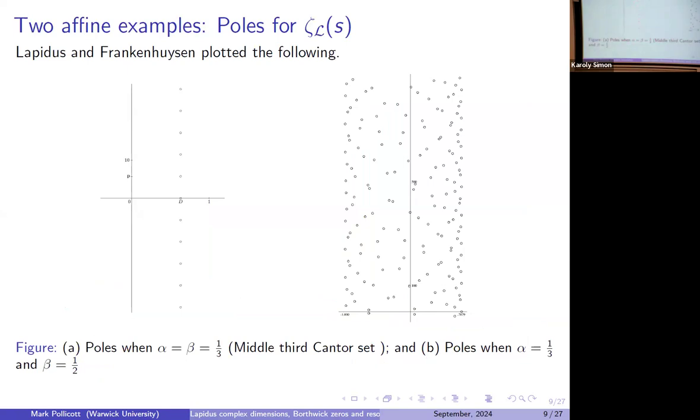But on the other hand, if you take two different contraction rates, alpha and beta, being 1/3 and 1/2, so it's not quite so homogeneous, then in that case, what happens is you go through the same rigmarole.